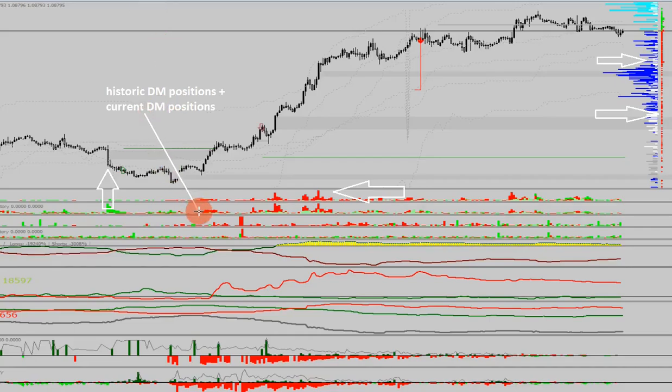So the second histogram shows you historic dumb money positions plus current dumb money positions. The first histogram shows you only current DM positions. Okay? Also understand that there is a scale.